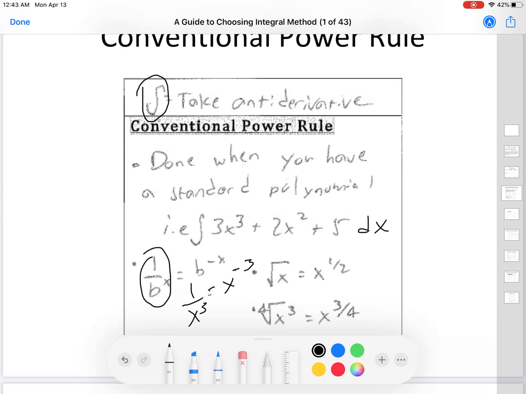And when we had radicals, even though radicals look all ugly, at the end of the day, they can fit nicely into that conventional power rule as well. So always remember that square root of x is the same thing as x to the 1/2. And this number that's inside of a radical is your numerator in your exponent, and the number that is outside of a radical is the denominator.